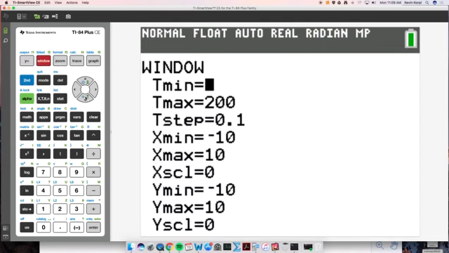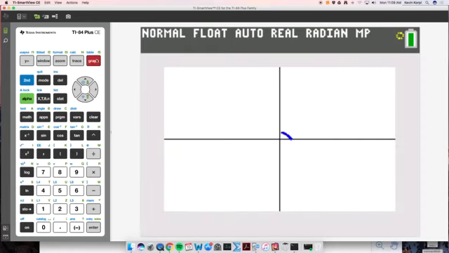Okay? Let's see if that's the case. If I go to 2000 here, and I'm graphing at 0.1, that should go pretty fast. Still working.